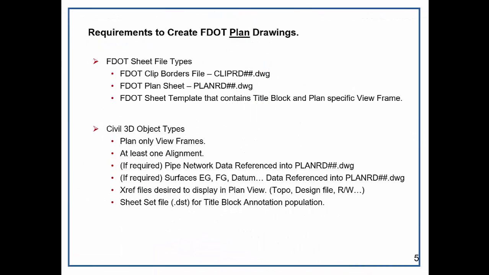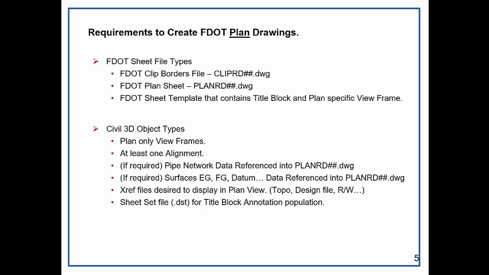So the requirements to create FDOT plan drawings. First, let's talk about the FDOT sheet file types. Three file types are required. A clip borders file, or a clip CLIP-RD. This file houses the alignment and also contains the view frames.